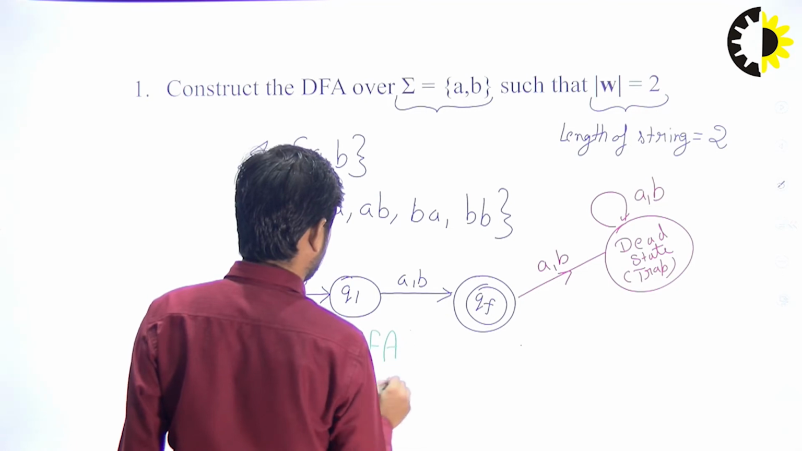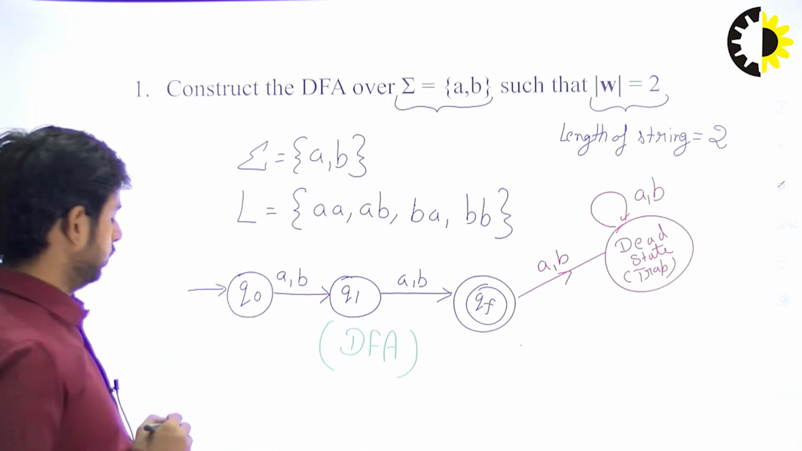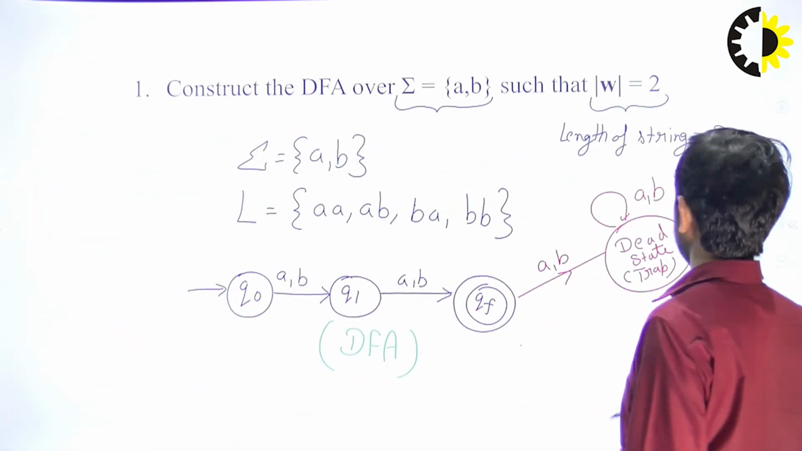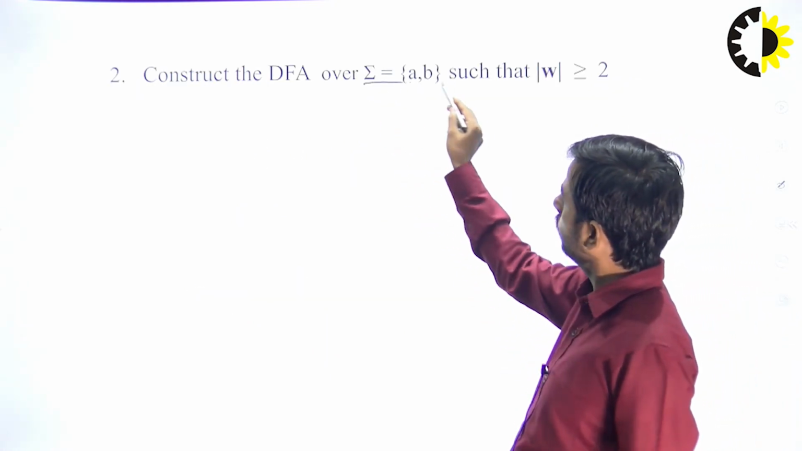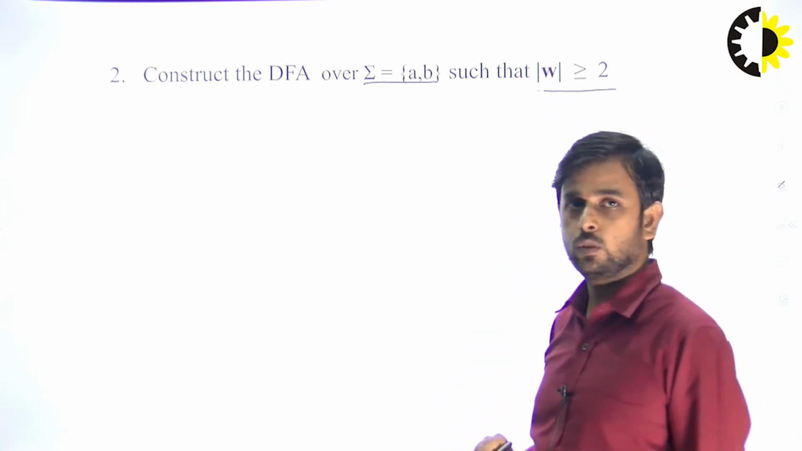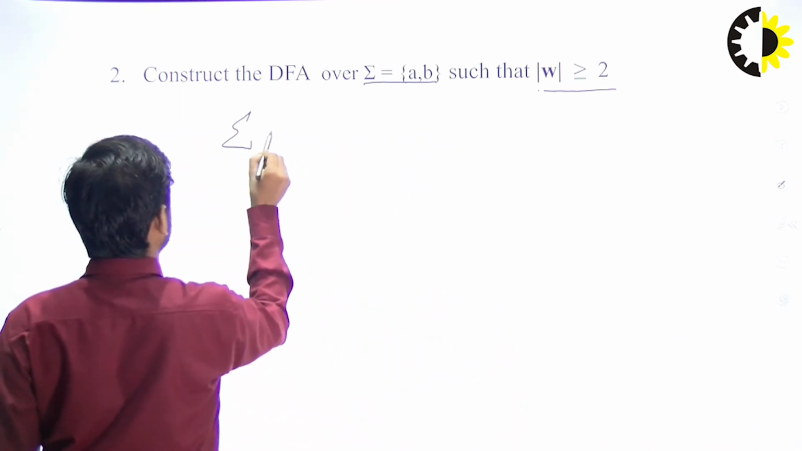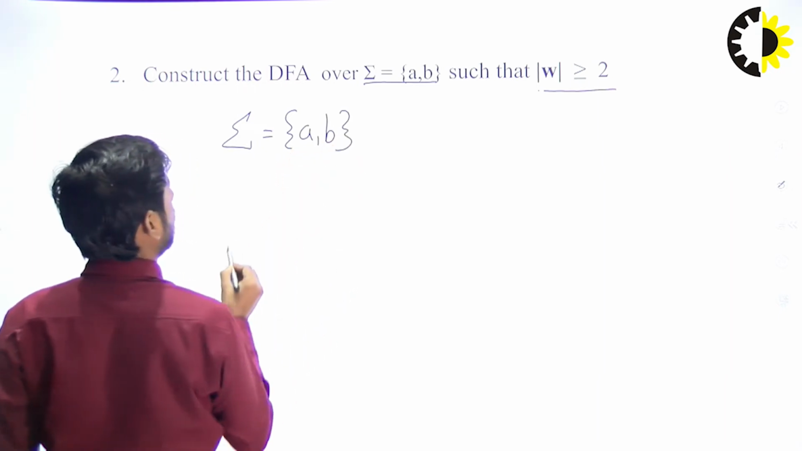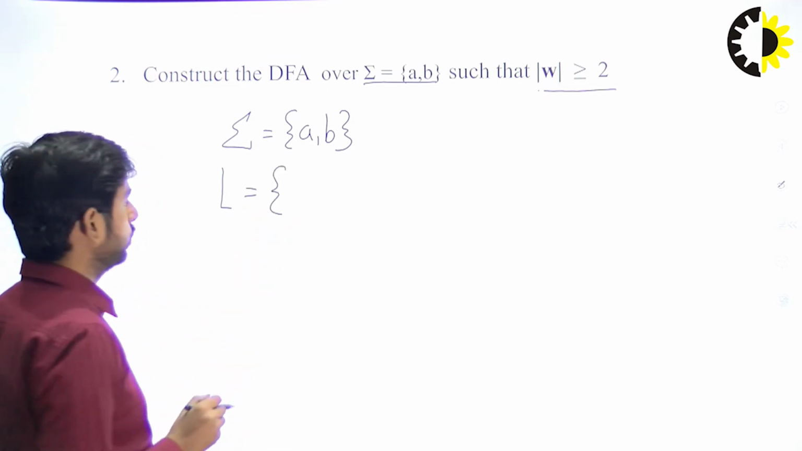This is the complete DFA which accepts the string of length 2. Okay, now let's see the second example. Construct the DFA over sigma equal to {A, B} such that length of string is greater than or equal to 2. Here sigma equal to {A, B}, and what is the language? Strings of length greater than or equal to 2.